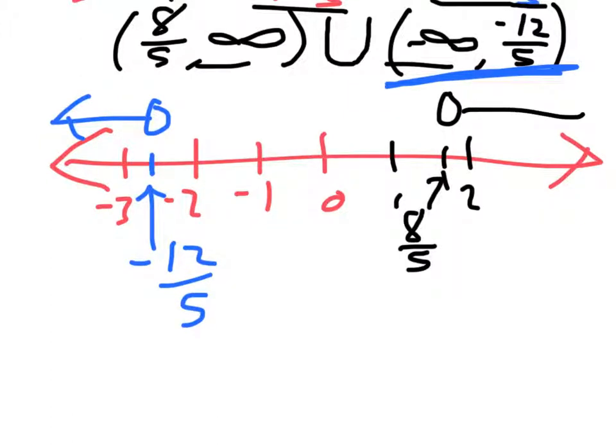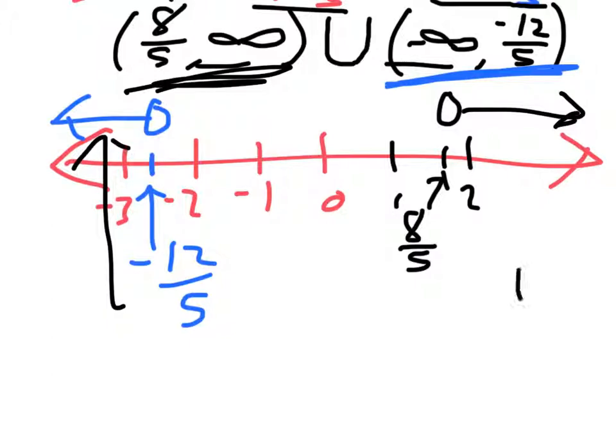This part says x is greater than 8/5. So there, we've graphed both of those parts on the same number line. These are all the different options for x.